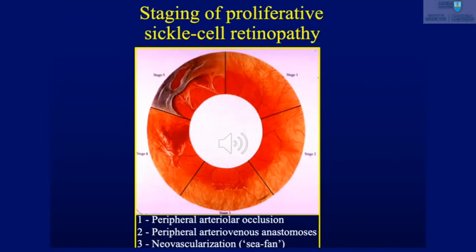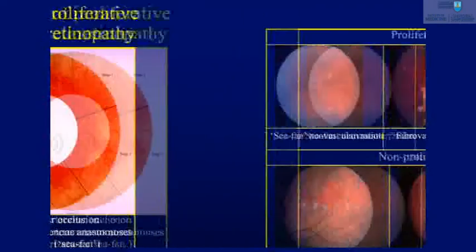Other vascular retinal diseases include sickle cell retinopathy, which we should know by name only, not the details, and it progresses to peripheral arteriolar occlusion, peripheral arteriovenous anastomosis, neovascularization, vitreous hemorrhage, fibrovascular proliferation and traction, the same as proliferative diabetic retinopathy. We should put it in the differential diagnosis.